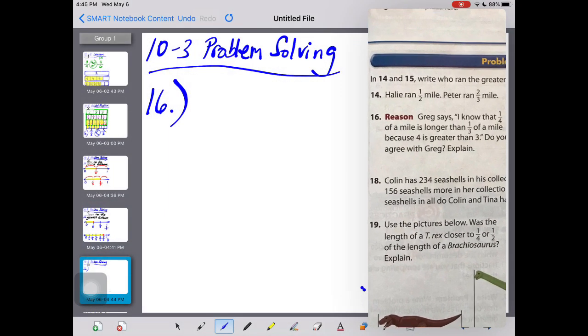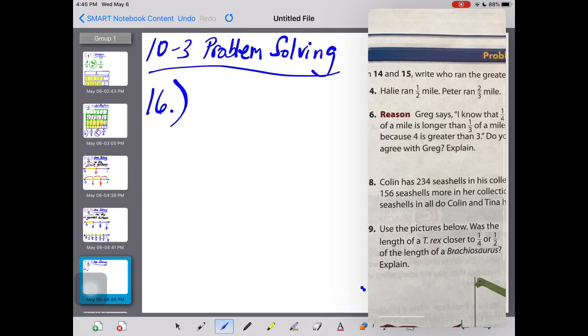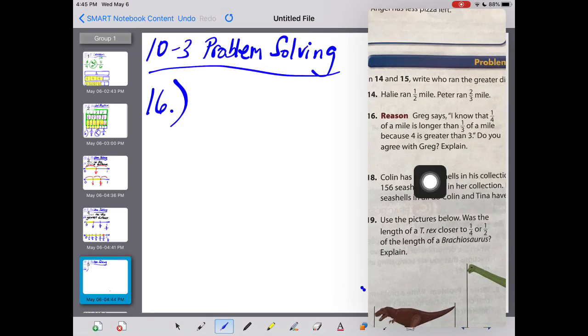All right, let's move it on. Number 16. You're going to use your brain here. You ready? Let's read this together. Greg says that I know that 1/4 of a mile is longer than 1/3 of a mile because 4 is greater than 3.